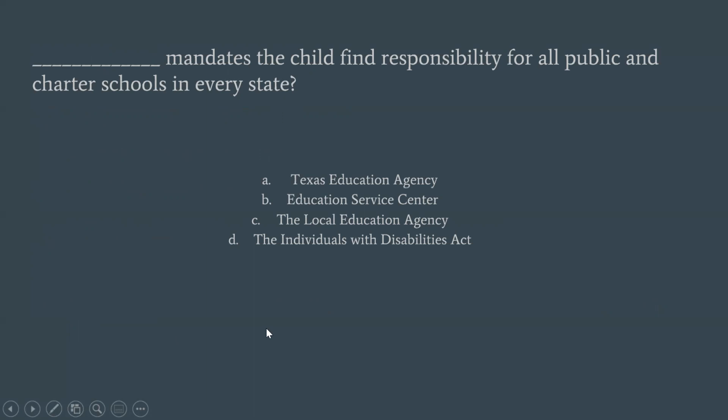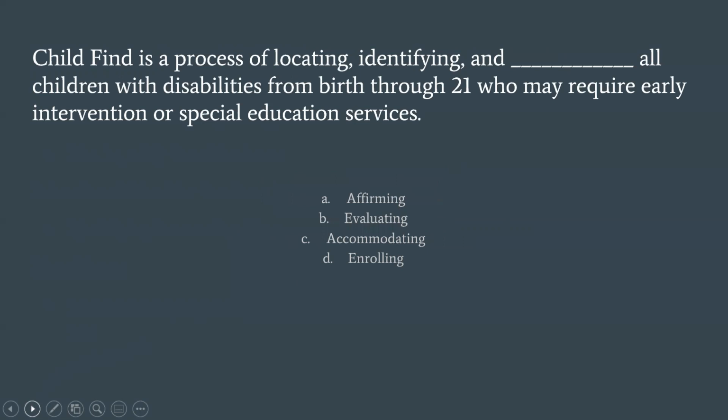Okay, let's take a quick quiz, just 5 questions, to see how we did. Blank mandates the child find responsibility for all public and charter schools in every state. Who mandates that? Answer D, the Individuals with Disabilities Education Act, or IDEA. Child find is a process of locating, identifying, and blank all children with disabilities from birth through 21 who may require early intervention or special education services. Hopefully everyone got this one right. It would be evaluating: locating, identifying, and evaluating.